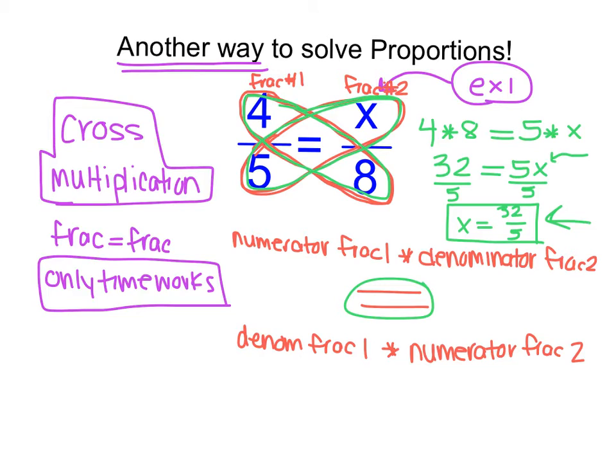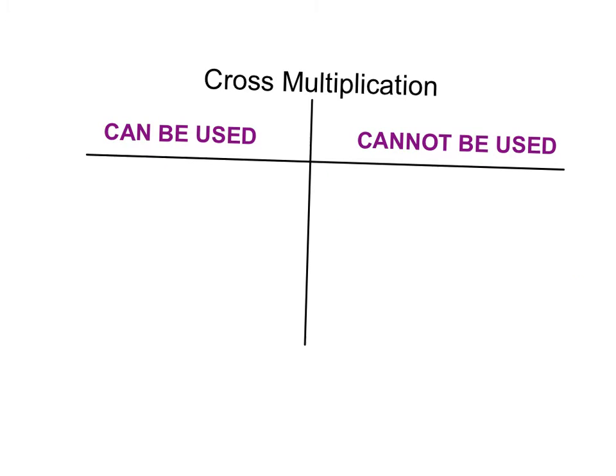So we're going to be using this strategy of cross multiplication for the rest of today. Now, as I said, cross multiplication can only be used when you have a fraction equal to a fraction. That is the only time that it can be used. It cannot be used when you multiply, add, subtract, or divide fractions. Can't be used in any of those situations.